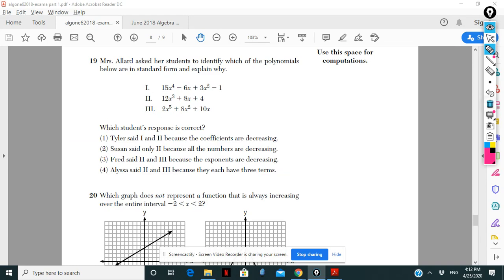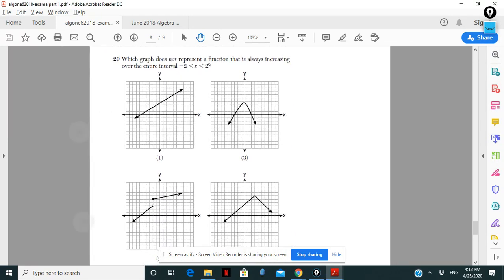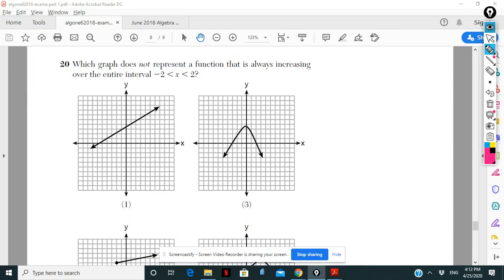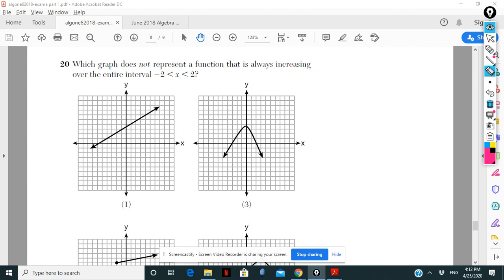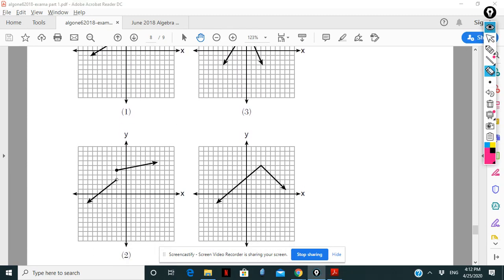Question number 20. Which graph doesn't represent a function that is always increasing over the interval from -2 to 2? So now I'm going to look from -2 to 2. Here it's increasing, after that decreasing. So this is the one. For 20 the answer is 3. If you look at the other one, from -2 to 2, it's increasing. So number C is the only one.